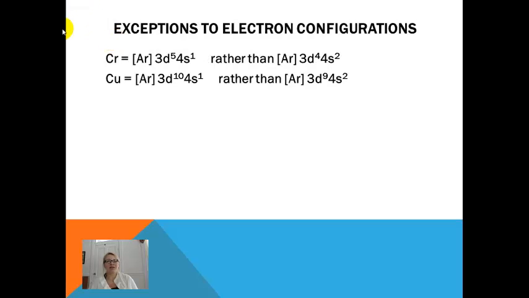And some important exceptions to electron configurations. Usually with chromium, you would think it has 2 4s electrons and then the 3d fill. Well, actually chromium only has 1 4s electron and 5 3d electrons, and the same thing with copper. Copper only has 1 4s electron and 10 3d electrons. So we actually lie to you in Gen Chem, and those are exceptions to the electron configuration rules.